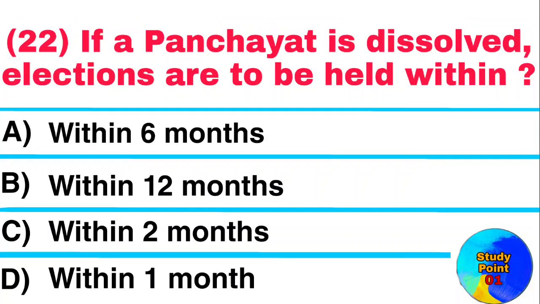Question. If a panchayat is dissolved, elections are to be held within A. Within 6 months. B. Within 12 months. C. Within 2 months. D. Within 1 month. Answer. Within 6 months.